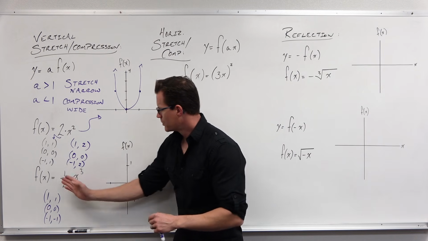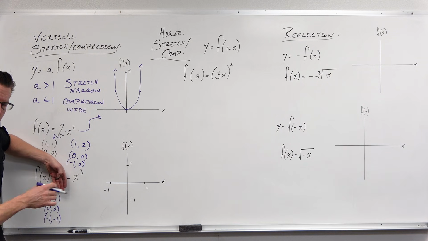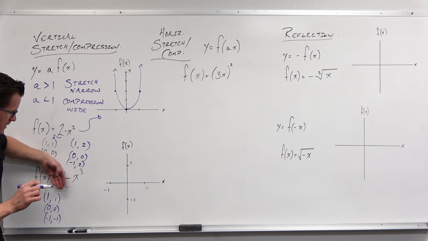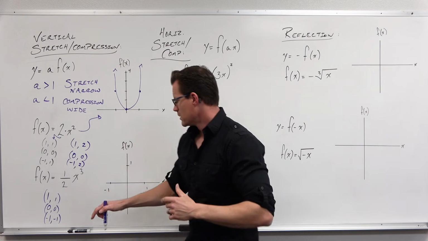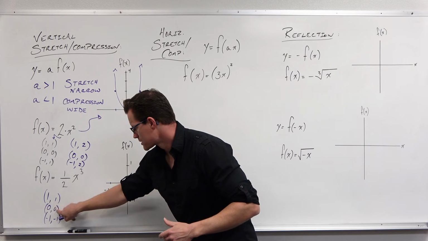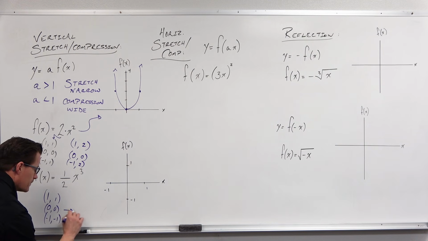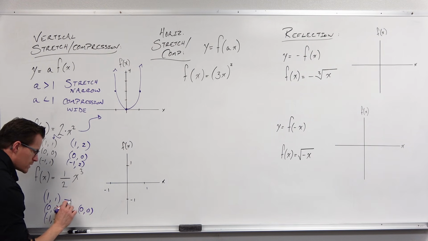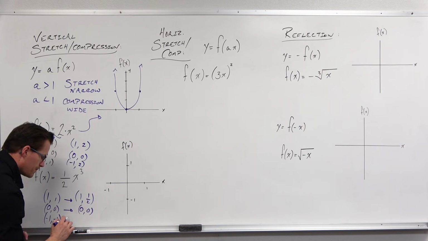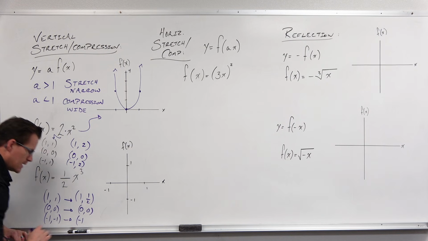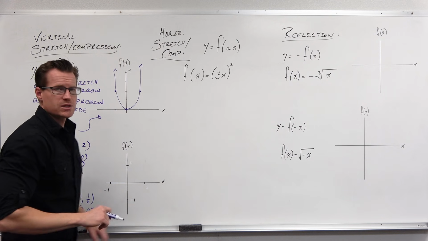This says take every output of your x to the third power and multiply it by 1/2. Don't affect the inputs, just take the output values and multiply them by 1/2. That would cut them in half. 0, 0 would still be 0, 0. 1, 1 would still have an input value of 1. This is not affecting the inputs, but it'd have an output value of 1/2. Negative 1, negative 1 would still have an input value of negative 1, but have an output value of negative 1/2. It's cut all of those output values in half.